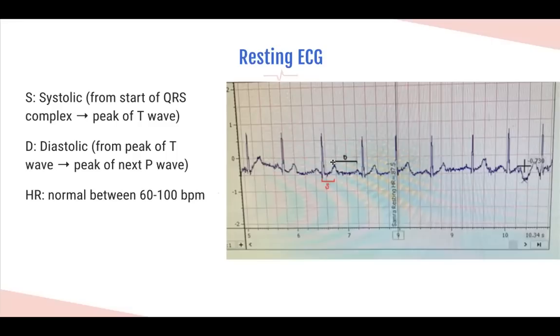Can anyone explain to me why is it specifically at this point? So why is it that we have to start from the QRS complex to the peak of the T wave? Why is this specifically systole? Because the QRS complex denotes the contraction of the ventricle, and the T wave denotes the repolarization of the ventricle. So just at the beginning of T is where it stops.